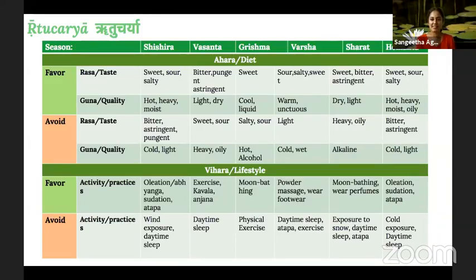Atapa seva is essentially sunbathing. During winter months, when there is not enough sunlight, it is recommended that we expose ourselves to the beneficial rays of the sun, but during an appropriate time. The first Muhurat, or the first 48 minutes after sunrise, is considered an appropriate time for sun exposure, and also the Muhurat after that. So roughly an hour and a half after sunrise is considered appropriate, and it's very beneficial. It's called Atapa Seva.